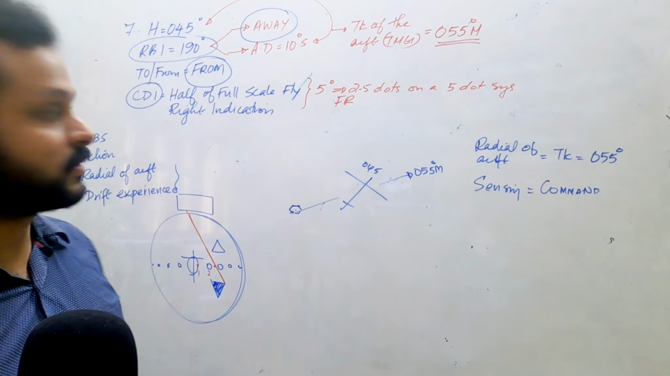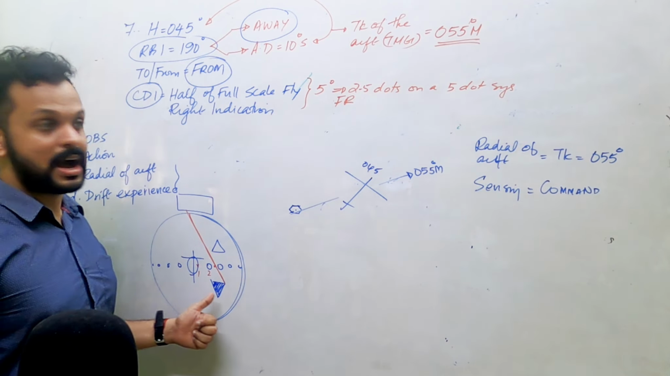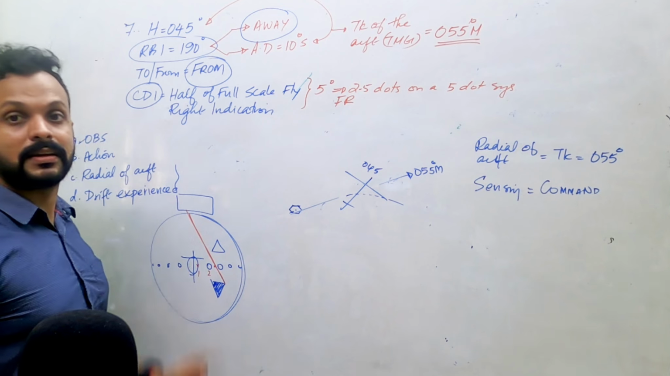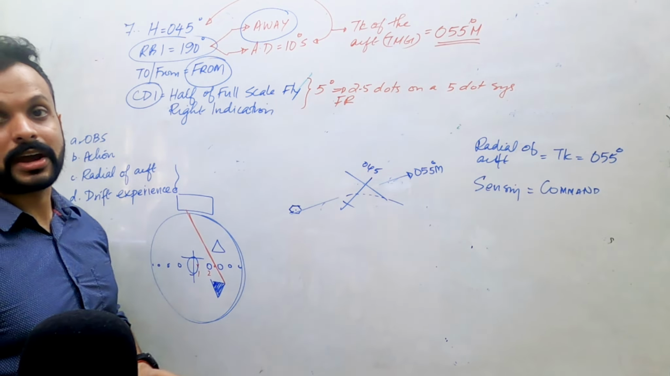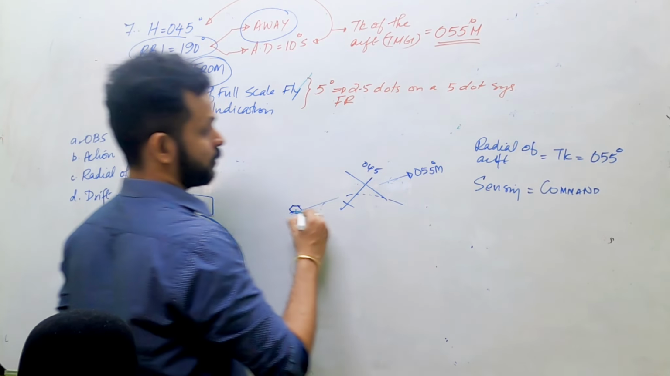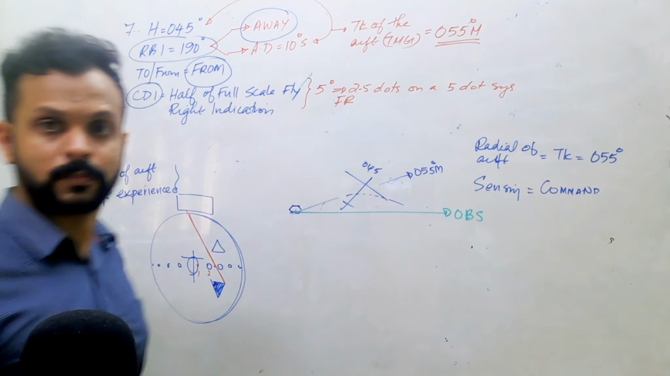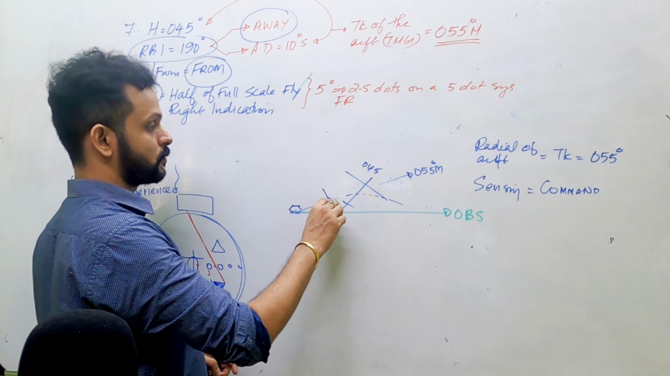So what is the meaning of command sensing? It means that if the CDI is asking you to fly right here, I have to fly right. For what? To center the CDI needle, which means my OBS required radial is somewhere to the right of the radial of the aircraft. Make sense? Yes, so this is the OBS radial. Is it clear? All of you? Step by step? Yes.